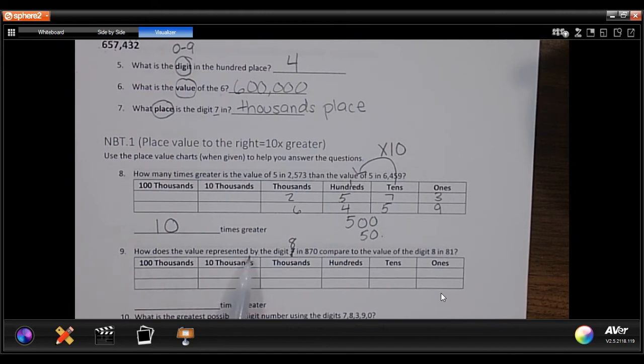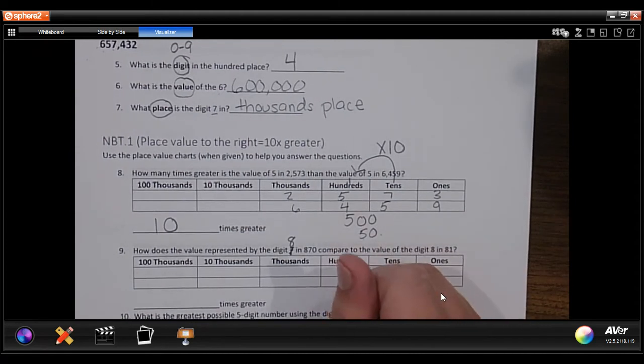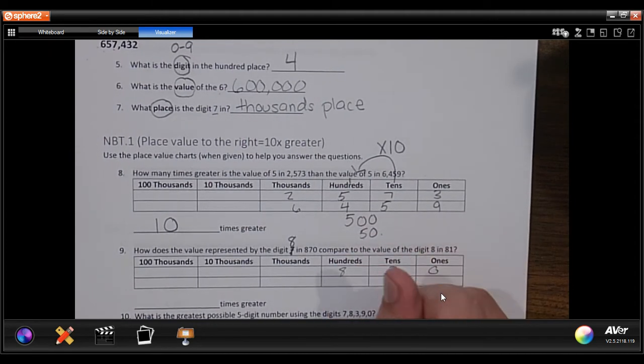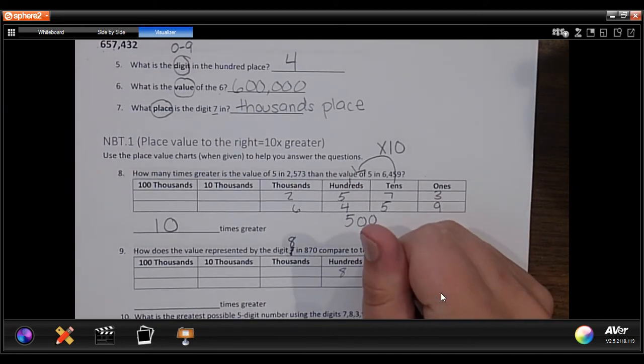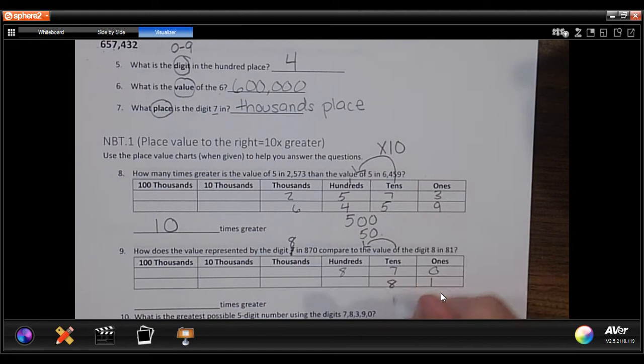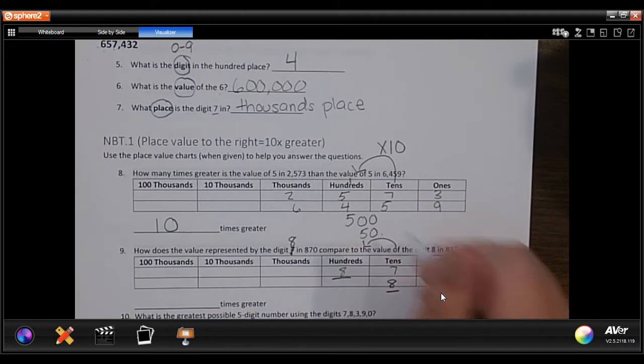How does the value represented by the digit 8 in 870 compare to the value of the digit 8 in 81? Even though it's worded differently than this one, this is the same type of problem. So I'm going to put the number 870 first. I'm going to put the number 81 second. And then I'm going to compare the digits by drawing an arrow from the first one till I get to the second one. So from the first 8 to the second 8.